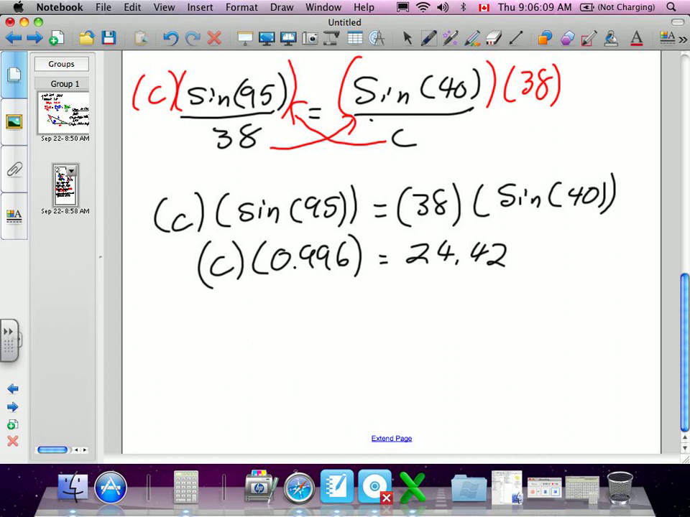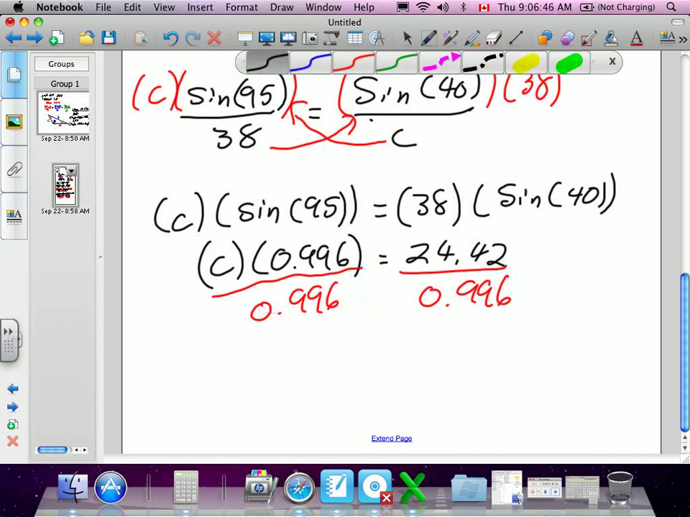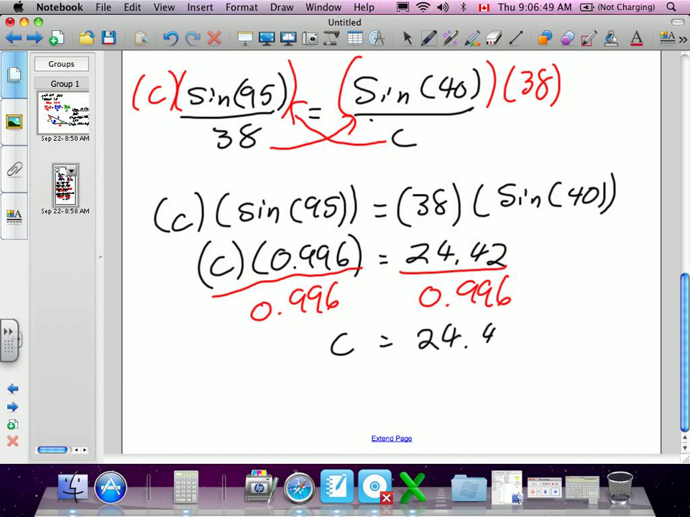That means I need to bring this 0.996 over to the other side. Since it's being multiplied by C, I'm going to need to divide both sides by that number to move it over. It's the same as just moving this over and dividing. If this part here confuses you, you don't actually need to write that in. When it moves over to the other side, we're going to have C is equal to 24.42 divided by 0.996. The reason I divide both sides is because these two cancel each other out.